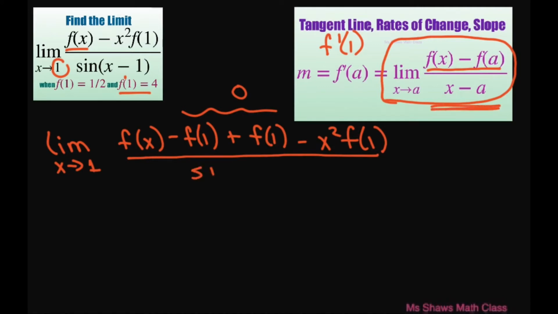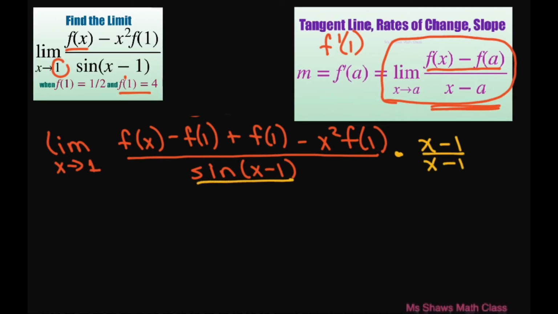And in the denominator, we have sine of x minus 1. All right, now that we have that, that's going to help us out. I'm also going to multiply my numerator and my denominator by x minus 1, because we're going to try to get this sine thing taken care of as well. All right, so let's simplify this.